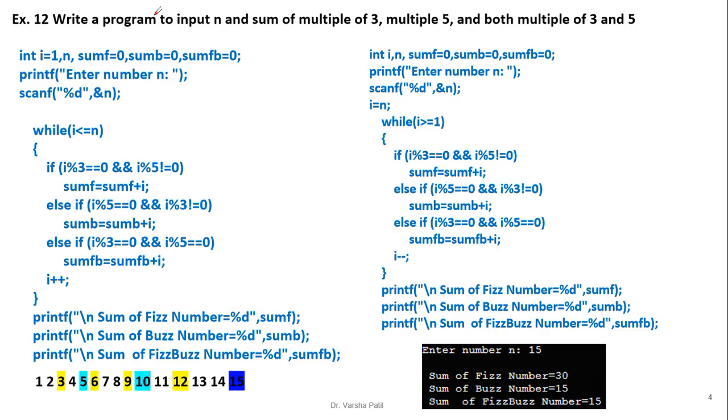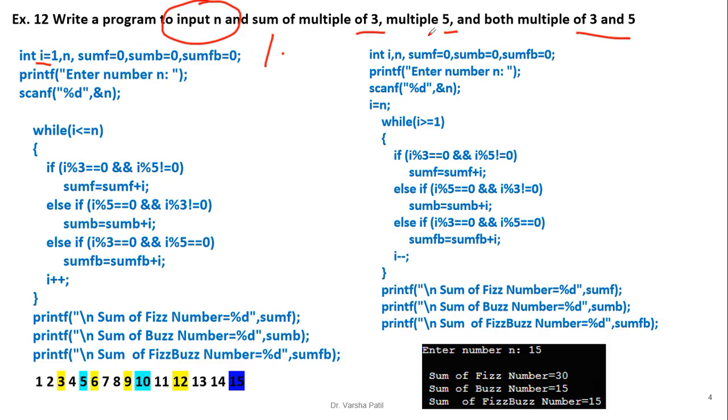Now I want to write a program to input n and find the sum of multiples of 3, multiples of 5, and multiples of both 3 and 5. Here we require to start with, for example, not accepting only a single input number, but we have to start from 1 up to that number. So I equal to 1, sum of multiples of 3, multiples of 5, and multiples of 3 and 5. So when the number is a multiple of 3, it is a fizz.